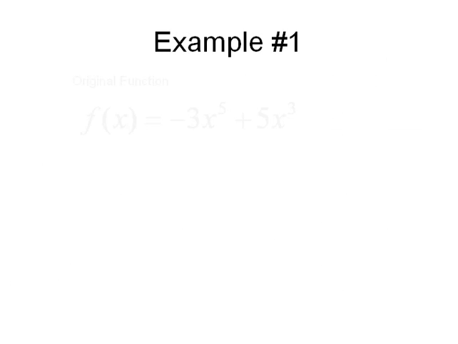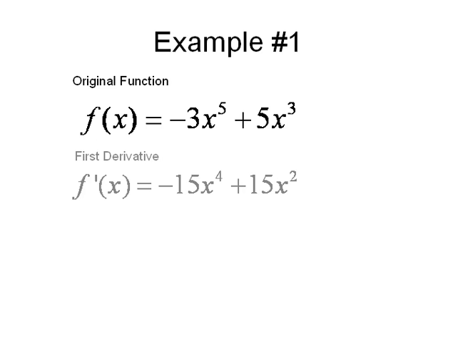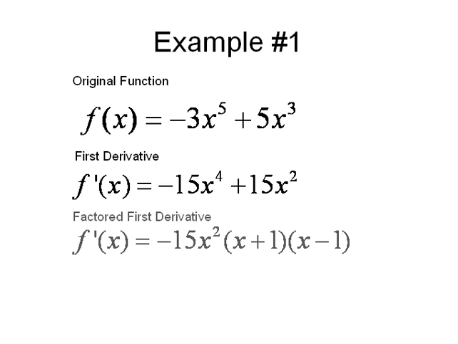Example number 1. Find increasing and decreasing intervals of the given function as well as relative extrema, given f of x is equal to negative 3x to the 5th power plus 5x to the 3rd power. First, take the derivative of f of x, resulting in negative 15x to the 4th plus 15x squared. Factor the first derivative to identify critical values, or the zeros of the derivative. The derivative in factored form is negative 15x squared times the quantity x plus 1 times the quantity x minus 1. The critical values of the function are negative 1, 0, 1.